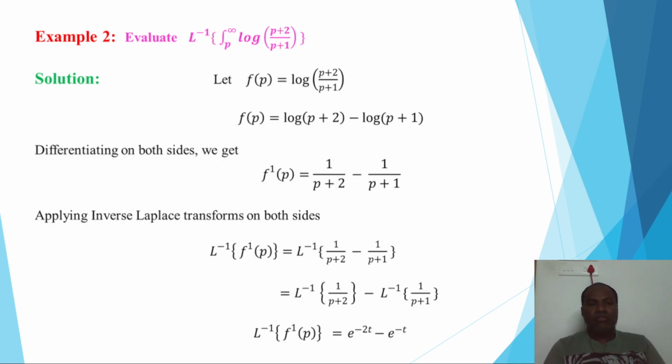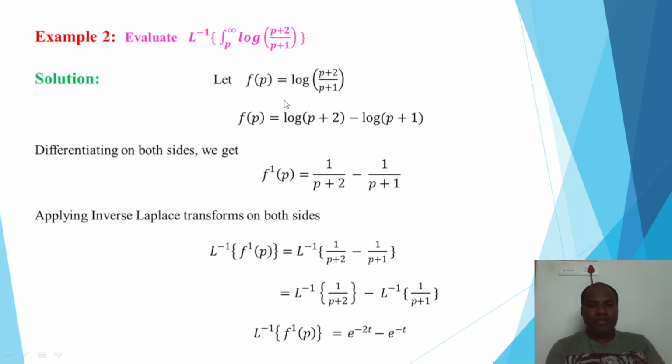Next, now we are going to explain a little more example here. Example 2: evaluate L inverse of the integral from p to infinity of log of p plus 2 by p plus 1. Here we solve this problem in a little bit different way. See here, let f of p be log of p plus 2 by p plus 1. We write this as log of p plus 2 minus log of p plus 1, because we know the formula log of m by n is equal to log m minus log n.